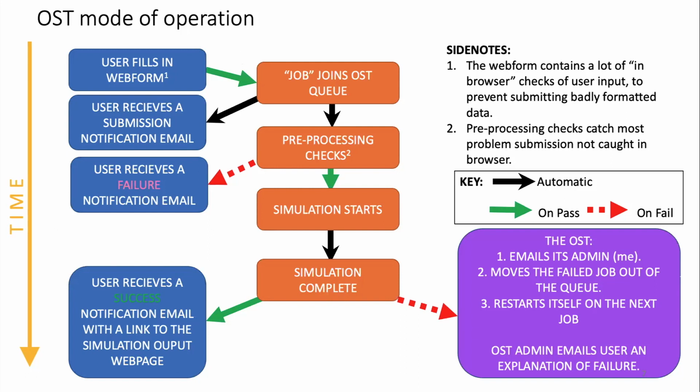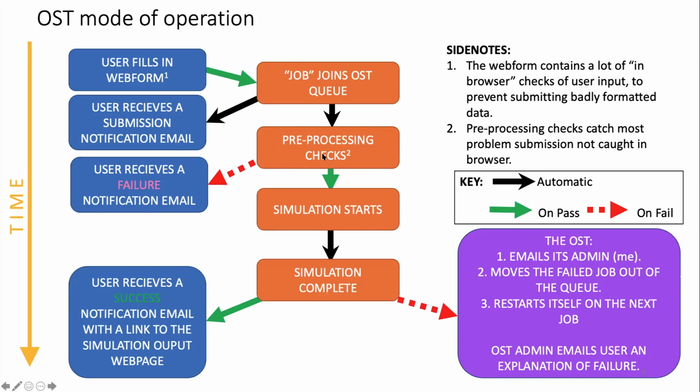So at some time later, your job will move to the front of the queue and pre-processing checks will start. This is another round of checks done within the main code of the OST, which checks things that weren't checked on the web form, such as whether the data being submitted is of the right format, and whether you've submitted realistic numbers that might have got past the in-browser checks. If any of those do not pass, then you will receive an email notification saying that there has been a problem and explaining that problem. But hopefully that won't happen.